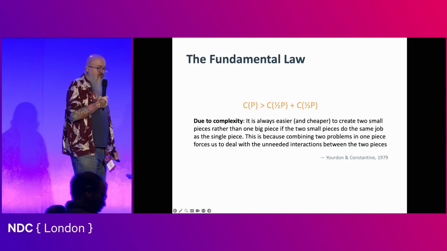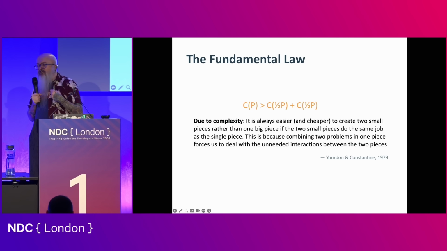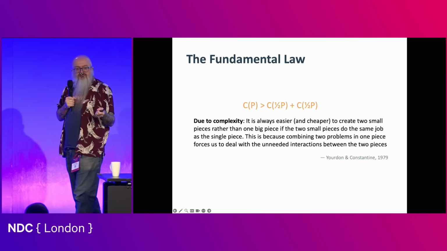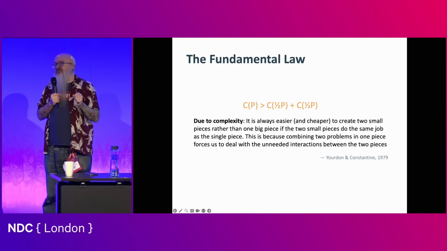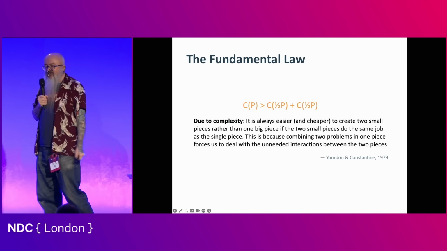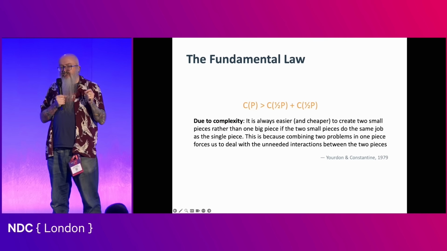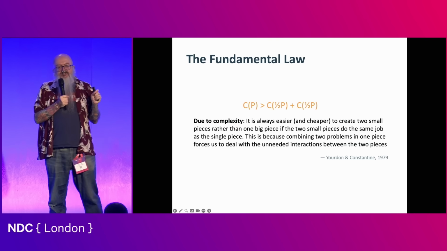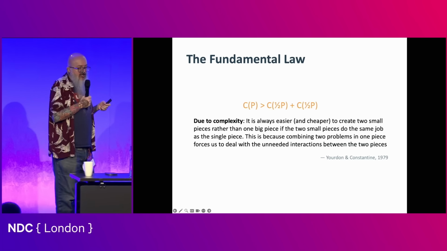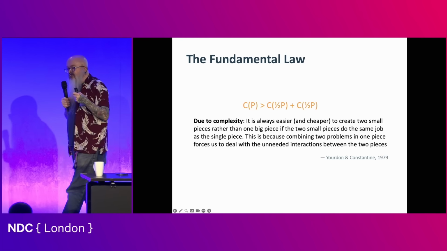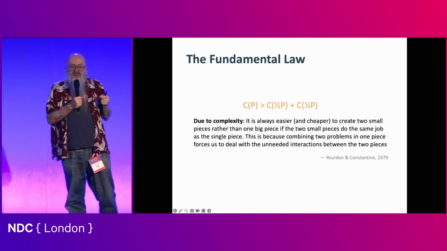This is the fundamental law of software engineering. I'm sure all of you have it, some of you may have it tattooed somewhere, I suspect, or the rest of you could probably recite it at a moment's notice. But I will remind you, it is Thursday morning, just in case a few of you have slipped your mind. So it's basically that formula. But what we say is it is always easier and cheaper to create two small pieces rather than one big piece if the two small pieces do the same job as a single piece. This is because combining two problems in one piece forces us to deal with the unneeded interactions between the two pieces.